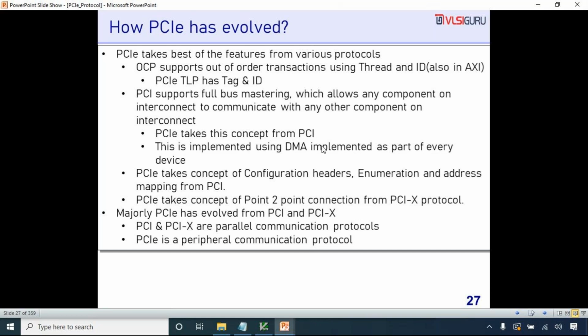Next, PCI Express takes the concept of configuration header, enumeration, and address mapping from PCI. PCI Express takes the concept of point-to-point connection from PCI Express. Majorly, PCI Express has evolved from PCI and PCIX. PCI and PCIX are parallel communication protocols, and PCI Express is a peripheral communication protocol. So in this slide, I'm trying to summarize that whatever are the best features in various protocols, they have been taken and implemented.